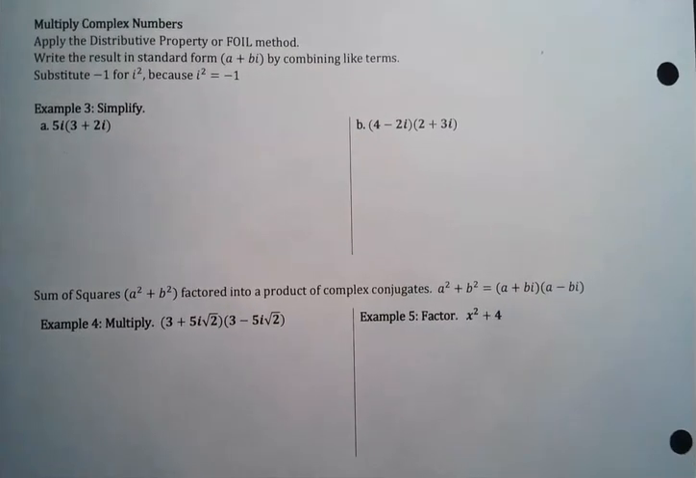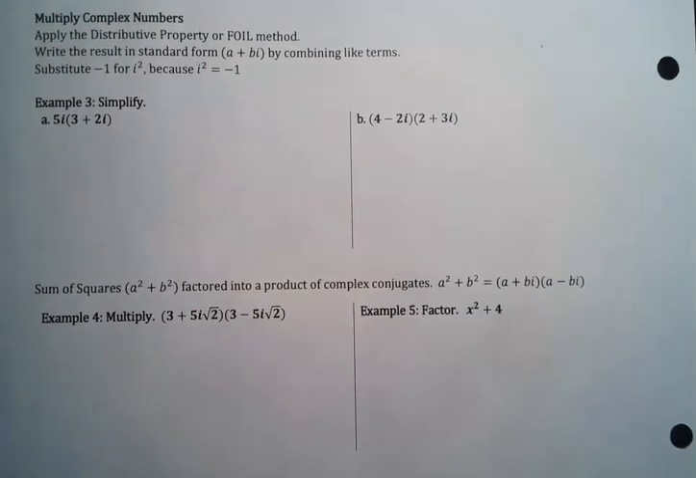Now let's talk about multiplying complex numbers. To multiply complex numbers, we're going to apply the distributive property or FOIL method, whichever one we need. Write the result in standard form. Remember that standard form is a plus bi by combining like terms. So you still have to combine like terms. The last thing, we're going to substitute negative 1 anytime we have i squared, because i squared is equal to negative 1. Remember, because i is equal to the square root of negative 1, which means i squared has to equal negative 1.